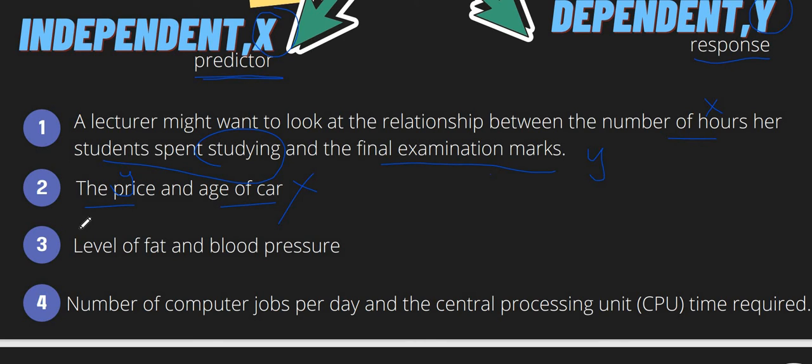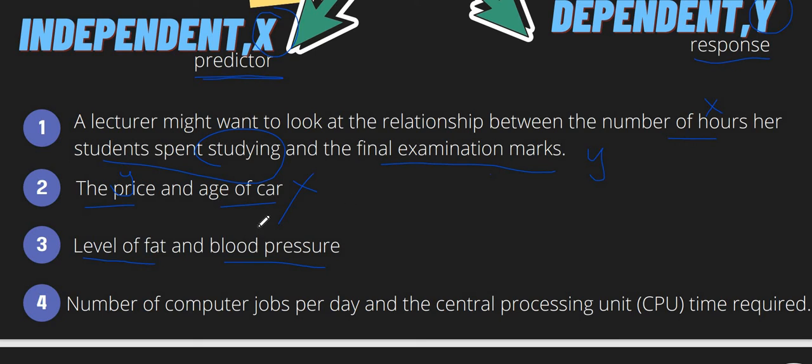Okay, next, number 3, level of fat, lemak, and blood pressure. So class, when the level of fat in our body is too high, it will affect your blood pressure. Dia bukan blood pressure tinggi baru level of fat naik, tak. When your fat increases, that will lead to an increase in blood pressure. So it means that level of fat will affect. In other words I can say that your blood pressure depends on your level of fat.